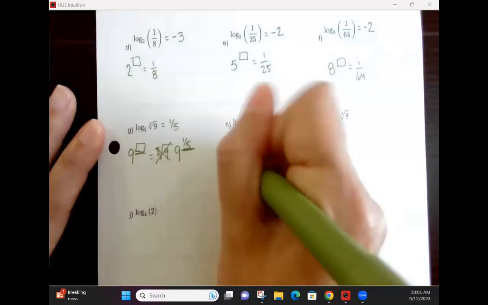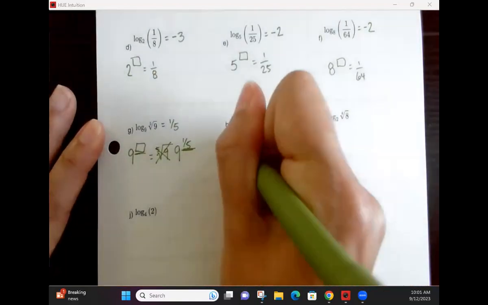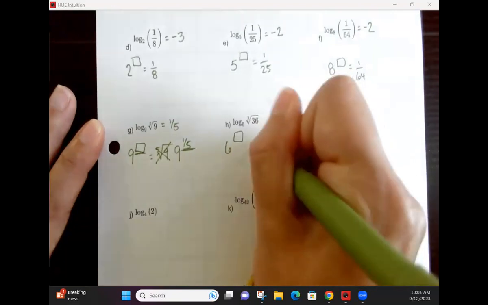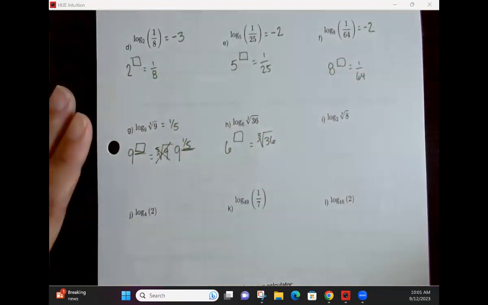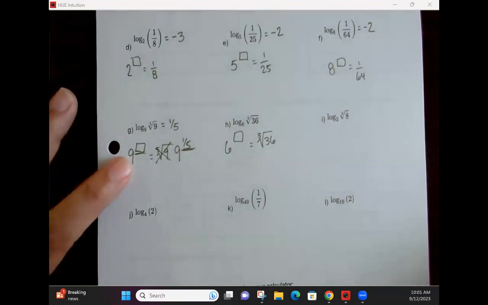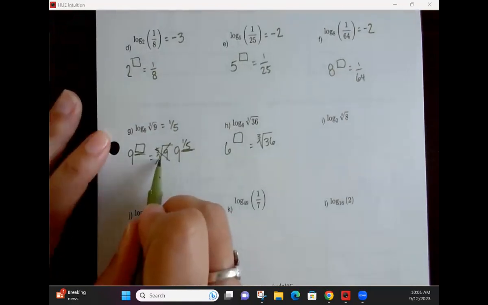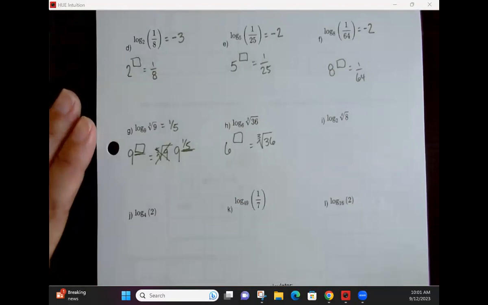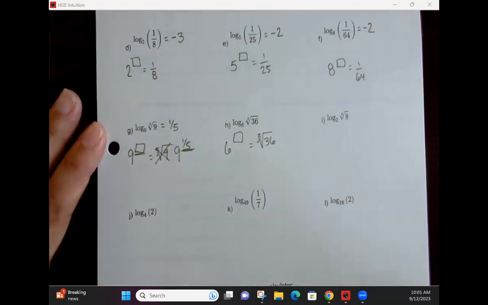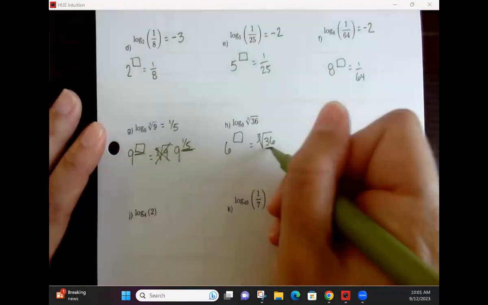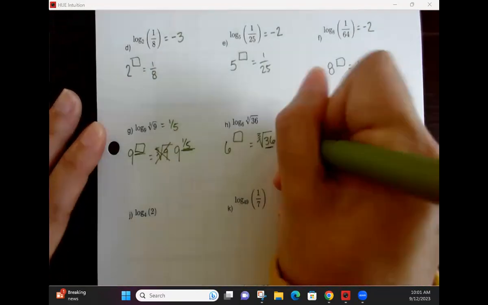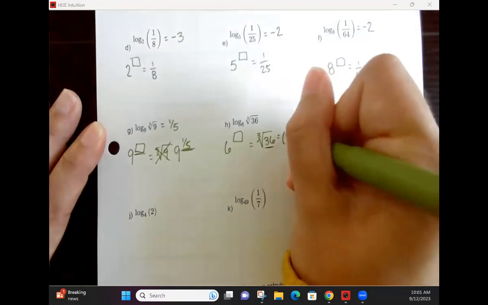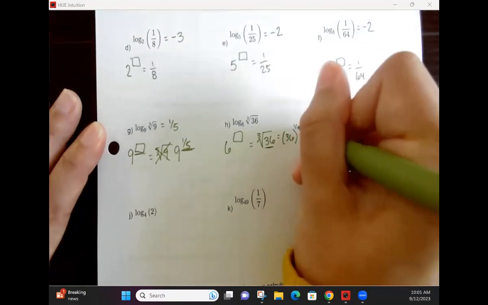For H, sorry, this would be 6 to what power gives me the cube root of 36. On this one, I'm going to go ahead and rewrite this. For G, you could probably see that without having to rewrite since it was a root of 9. But here, the number under my root is different. We don't have the same base here. So I'm going to go ahead and rewrite this. This would be 36 to the 1/3 power.